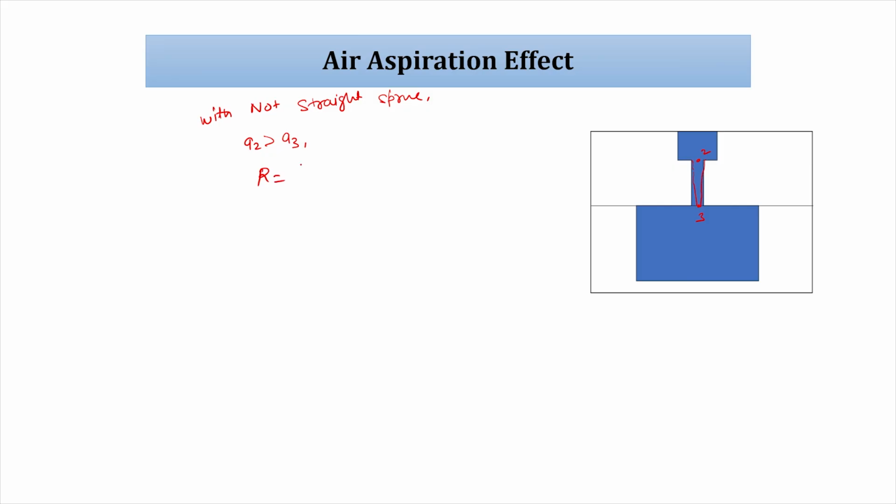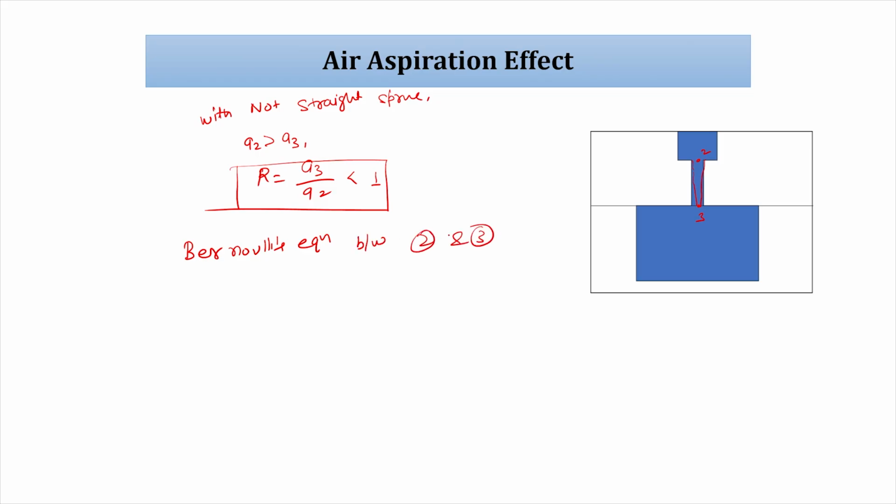We define A3 by the equation between 2 and 3, so that P2 equal to P3 equal to P ATM, isn't it? We are assuming that at 2 and 3 we have minimum pressure.